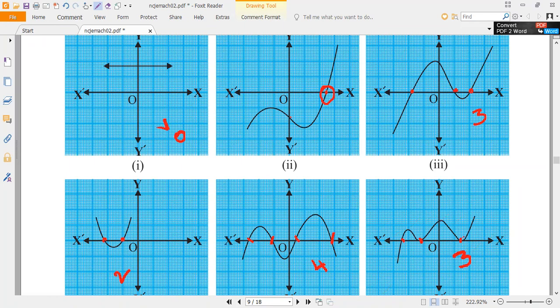This type of question is never asked in your exam. This is just for our practice. These questions won't come in the exam.